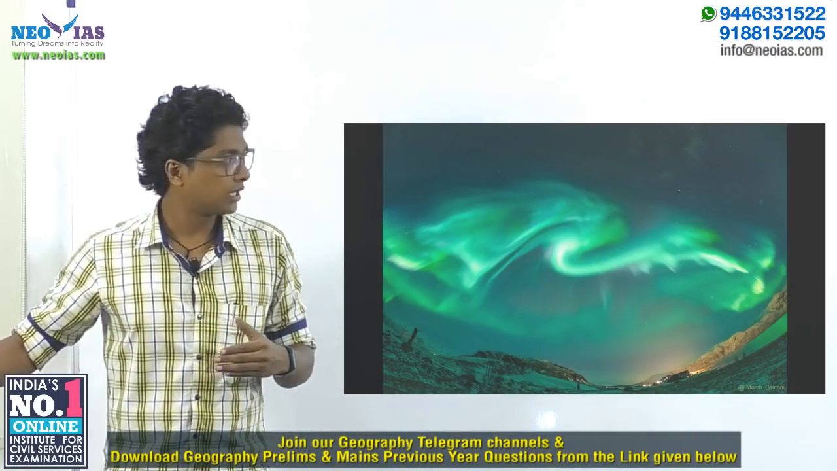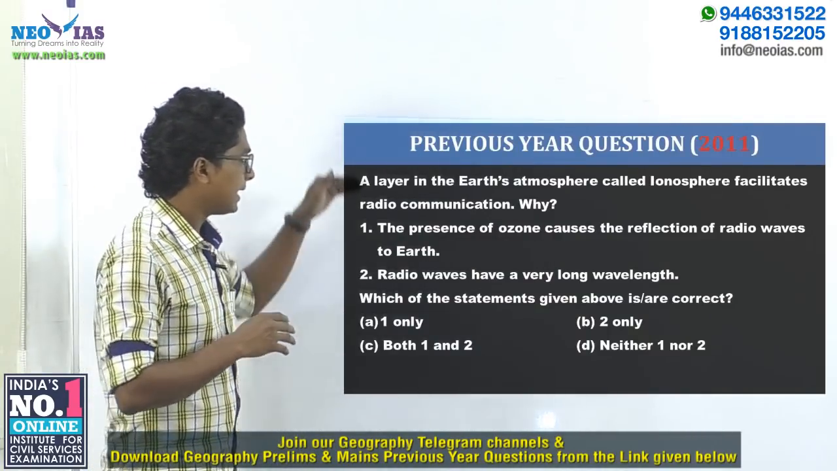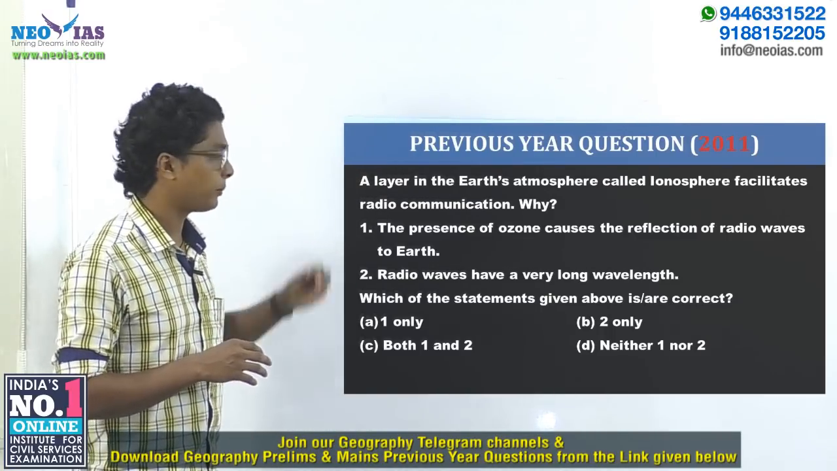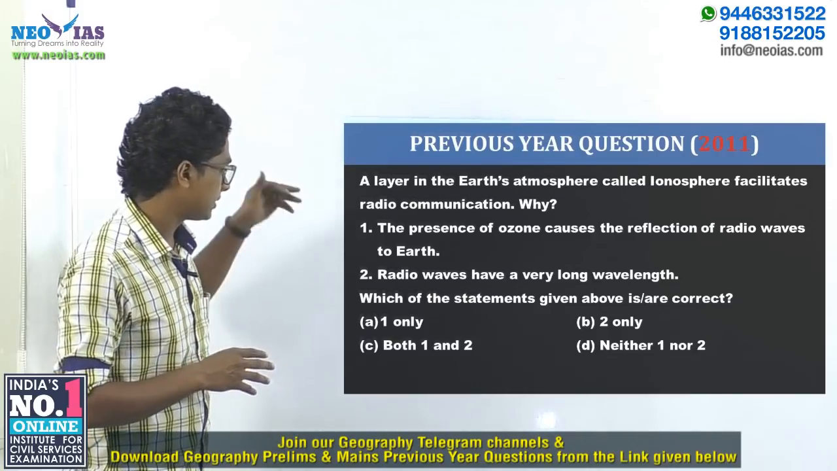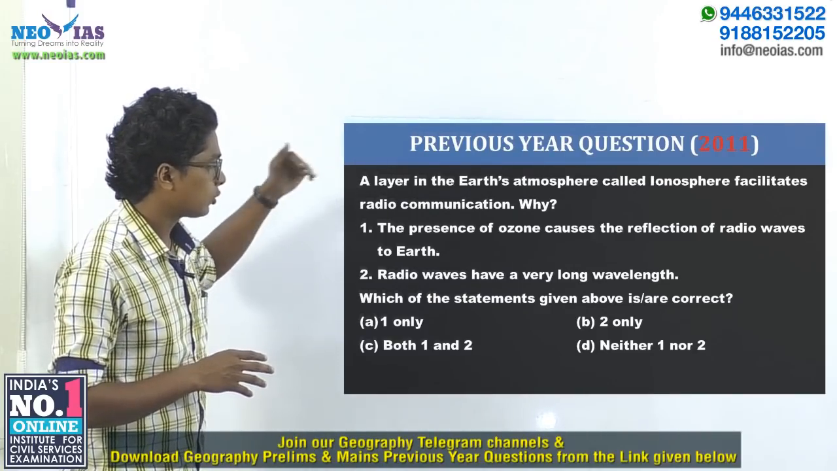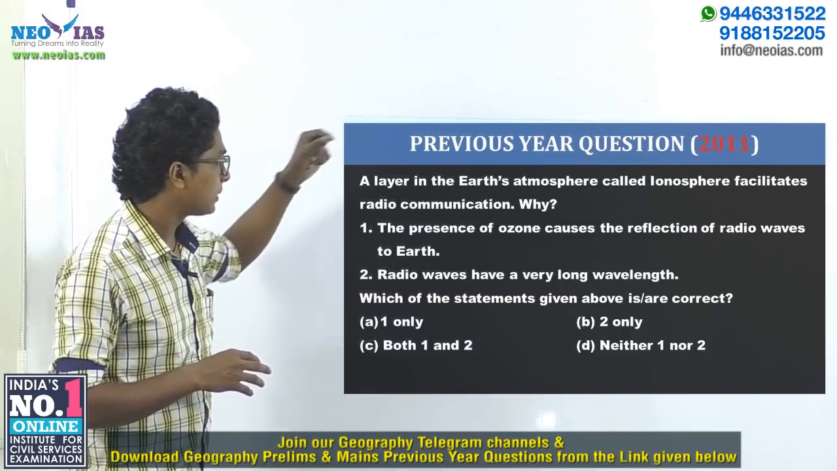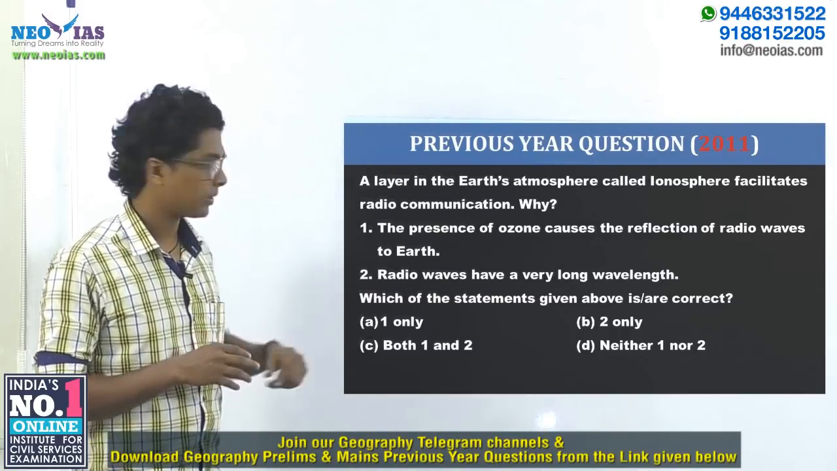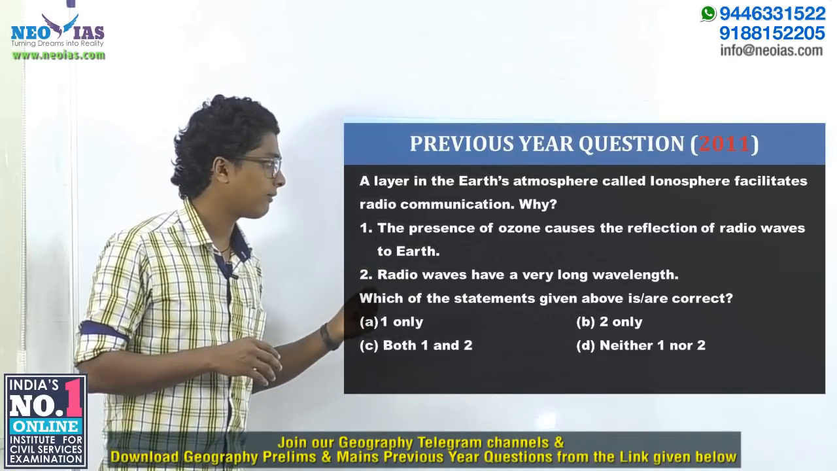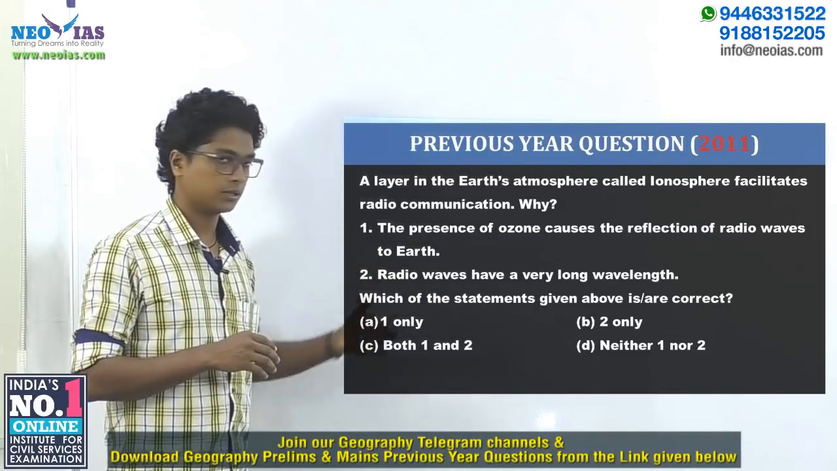Okay, now let's solve the previous question. A layer in the Earth's atmosphere called ionosphere facilitates radio communication. Why? And this is a two-statement question. So first of all, we have to understand the question properly. The question is regarding why ionosphere facilitates radio communication. Now, going to the first statement, the presence of the ozone causes the reflection of radio waves to Earth.